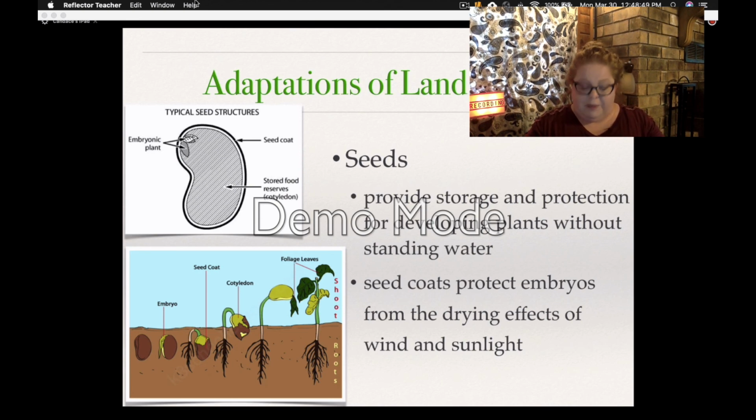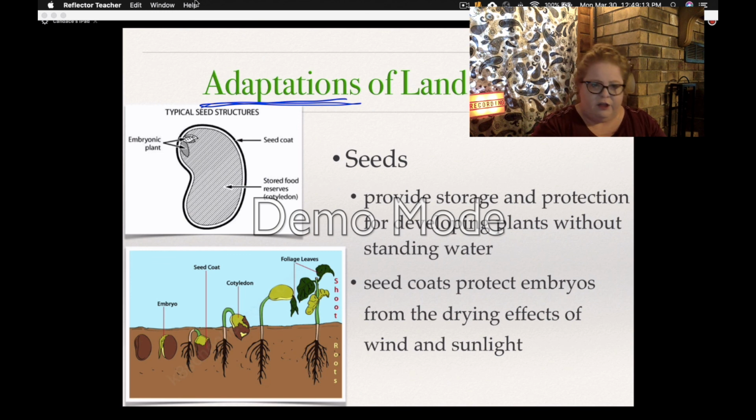So let's talk a little bit about seeds and how they act as an adaptation that allows for those land plants to be successful. So those plants that don't produce seeds, they have spores, and the spores are not very protected. So the first thing that seeds allow is it gives protection for the developing plant. And it doesn't have to be in the water.